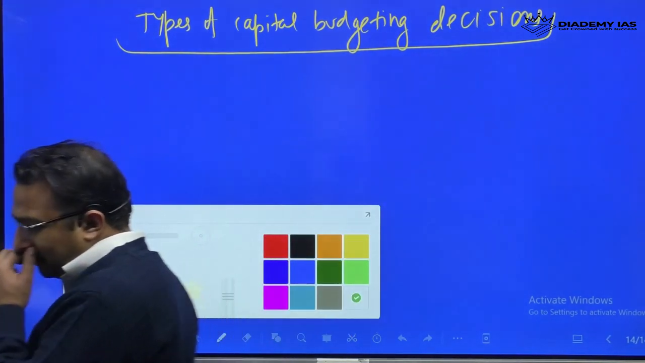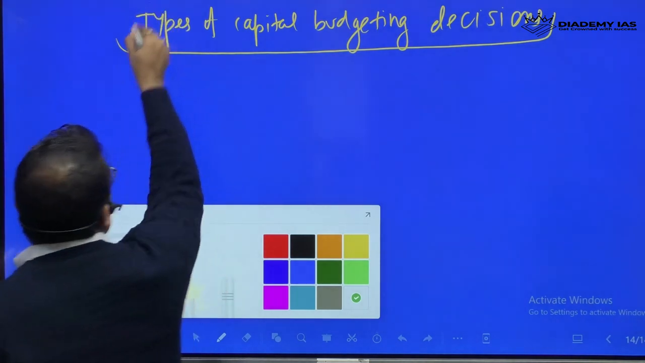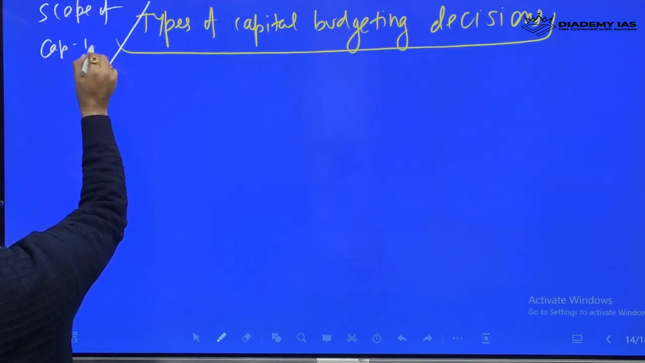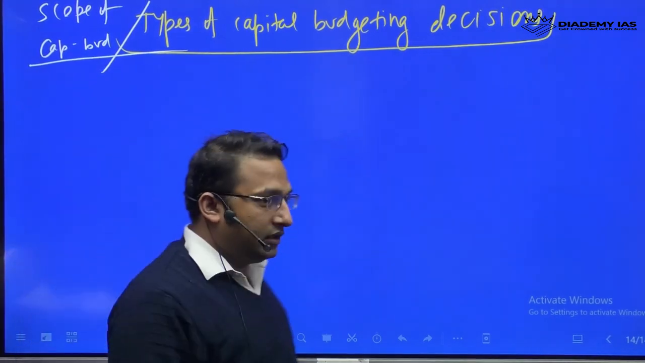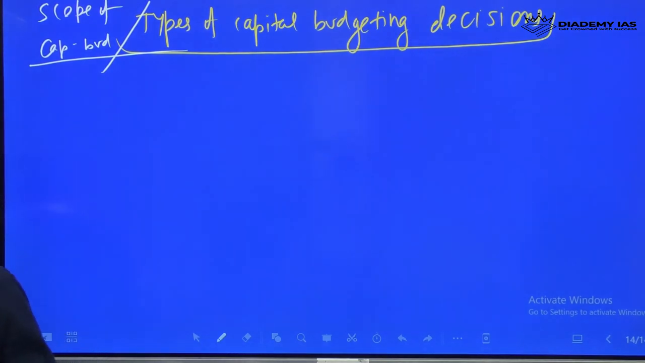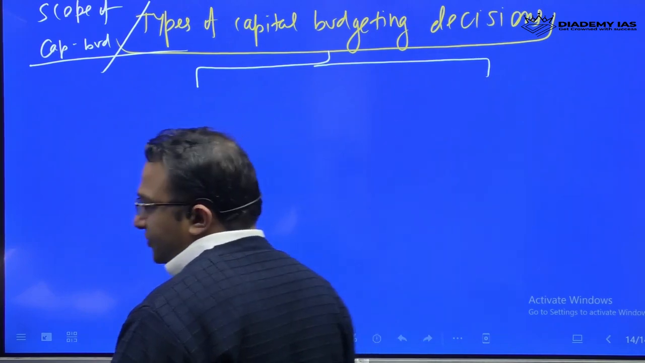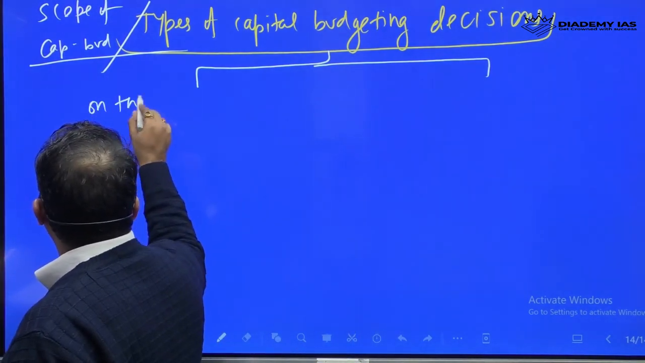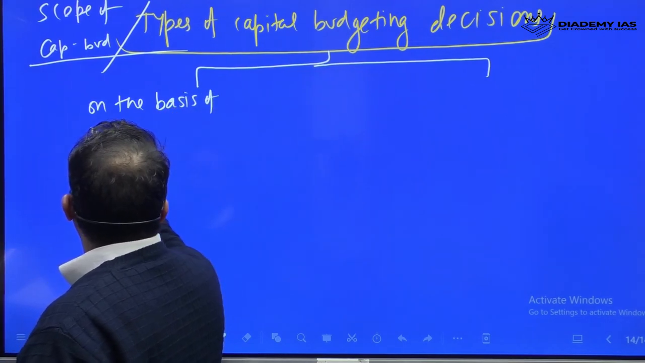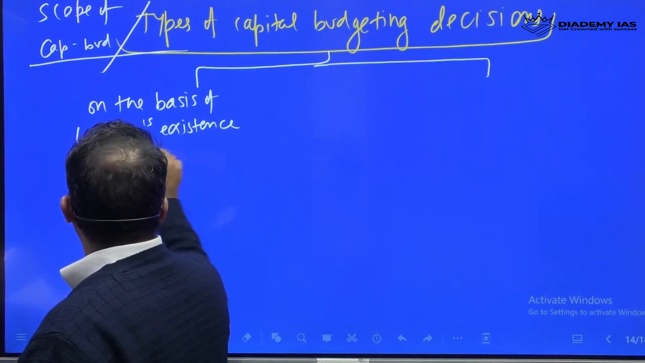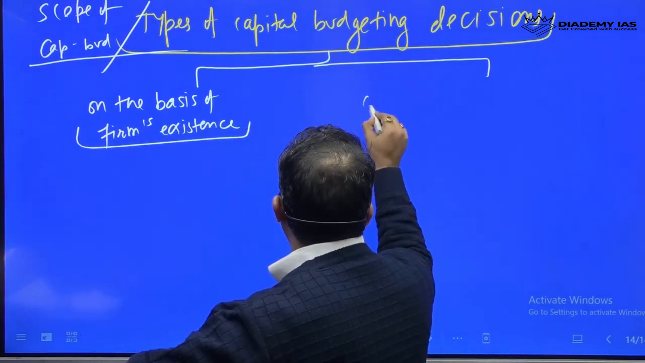Types of capital budgeting decisions, or this is also known as the scope of capital budgeting. Scope of capital budgeting. So there are two major categories. First is on the basis of firm's existence, and second is on the basis of decision situation.